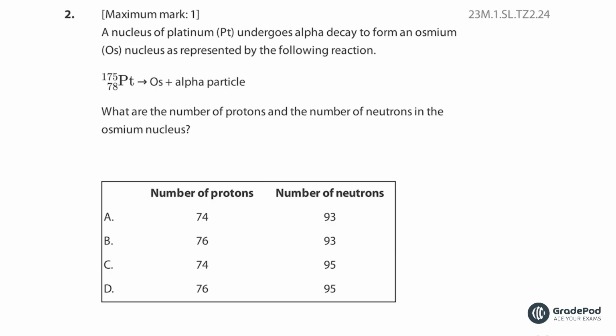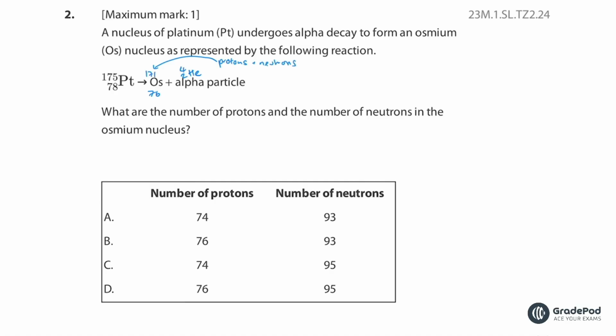Question 2. A nucleus of platinum undergoes alpha decay to form an osmium nucleus as represented by the following reaction. What are the number of protons and the number of neutrons in the osmium nucleus? We know an alpha particle is 4 2 He, which means that the proton number of osmium must be 78 minus 2, which is 76, because 76 plus 2 equals 78. We also can see that 175 in the platinum must go down to 171 for the mass number. That is the number of protons and neutrons.